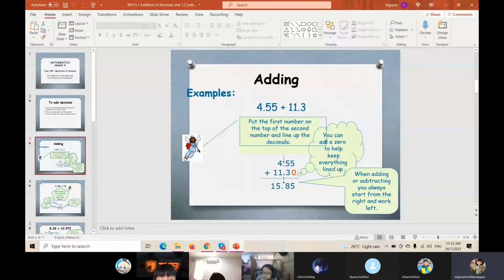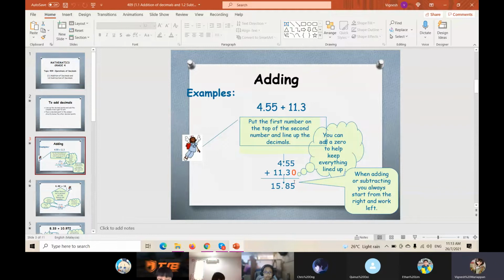When adding or subtracting, you always start from the right and work left. That means you write the 4.55 first and then line up the decimal point with 11.3 here. So you put the point here. After the point is 3, and then 11. You read from the left, but the working you have to start from the right as usual. Can you see how the teacher starts the working here?